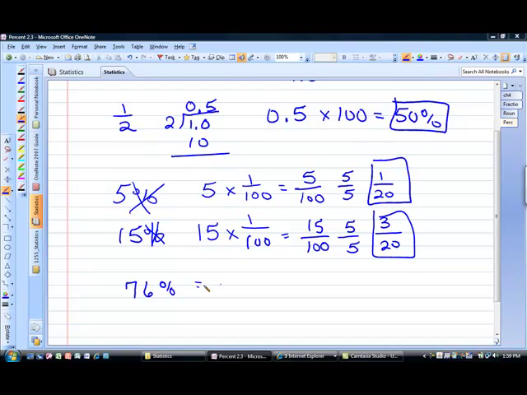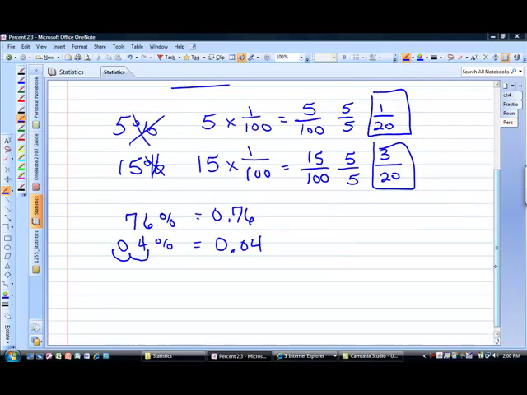76%, that is going to be 0.76. If we have 4%, we will move it 2 places to the left, and that will give us 0.04. If we have 104%, we move it 2 places to the left, we will have 1.04.